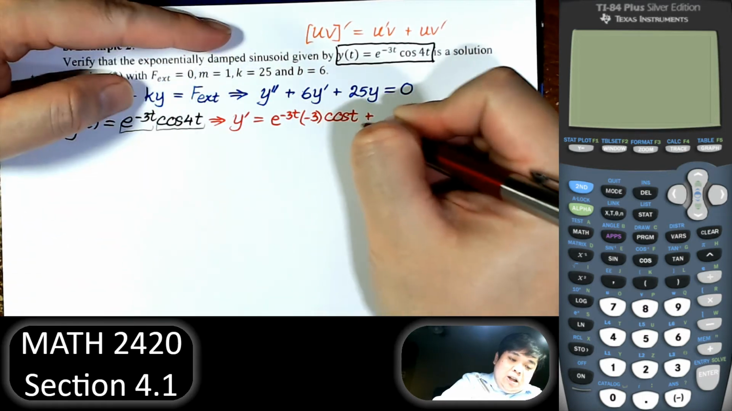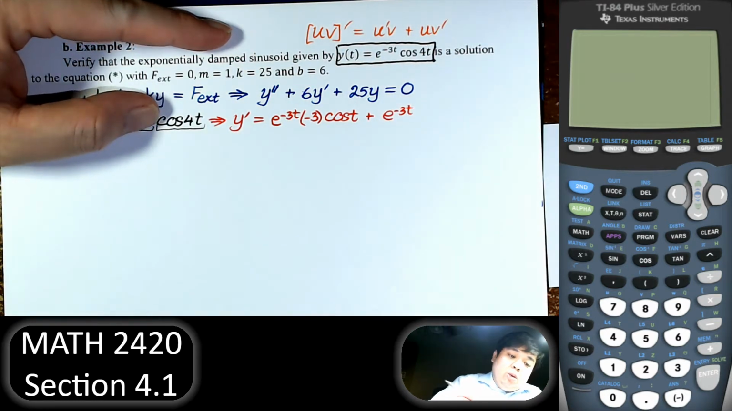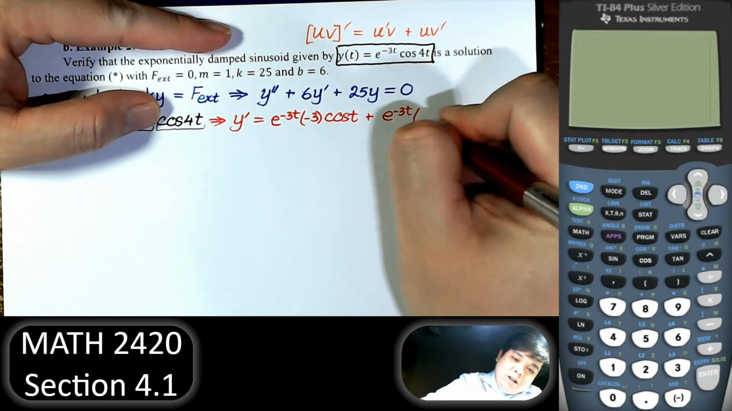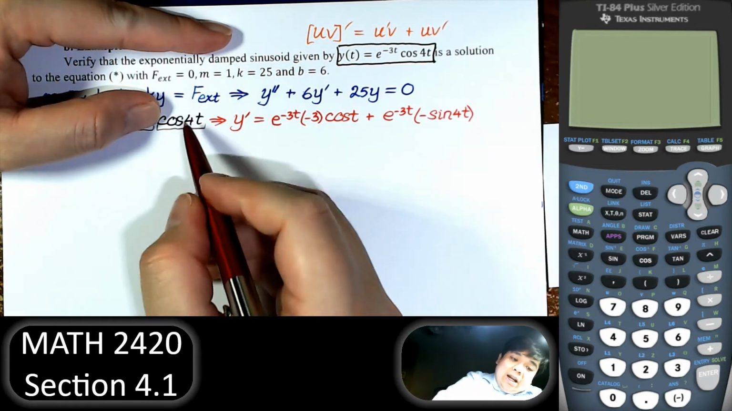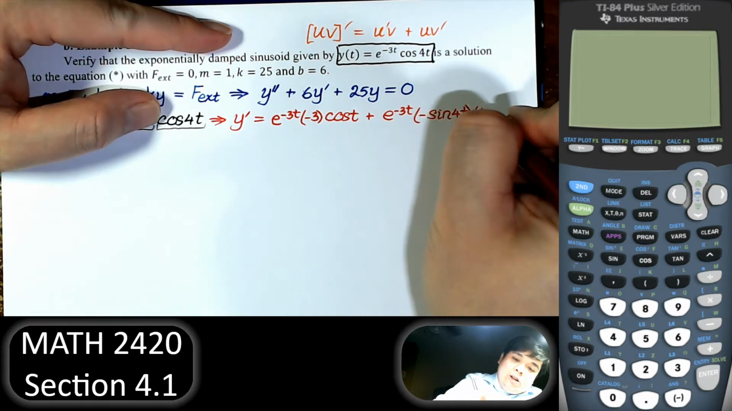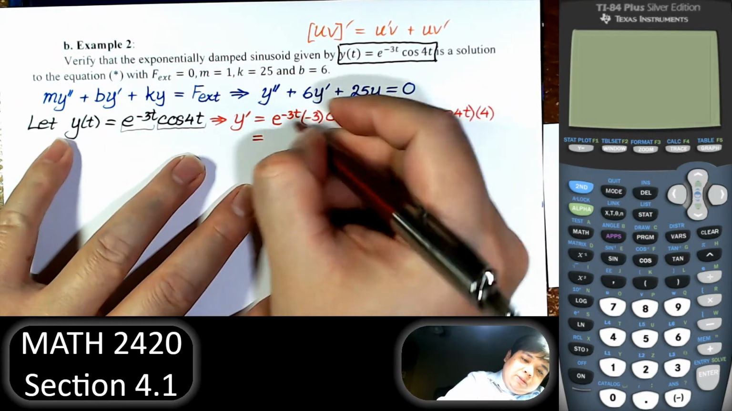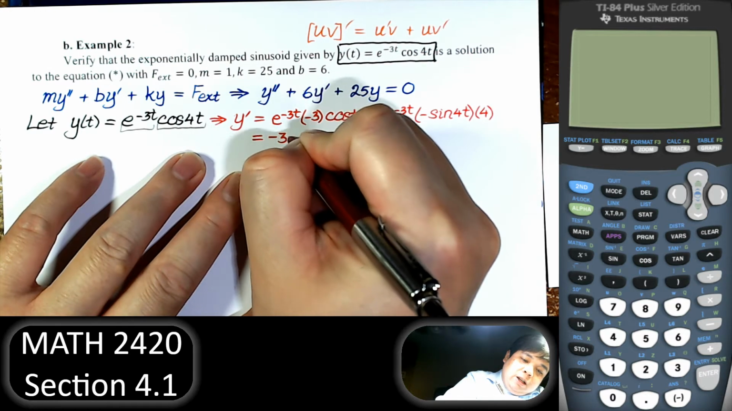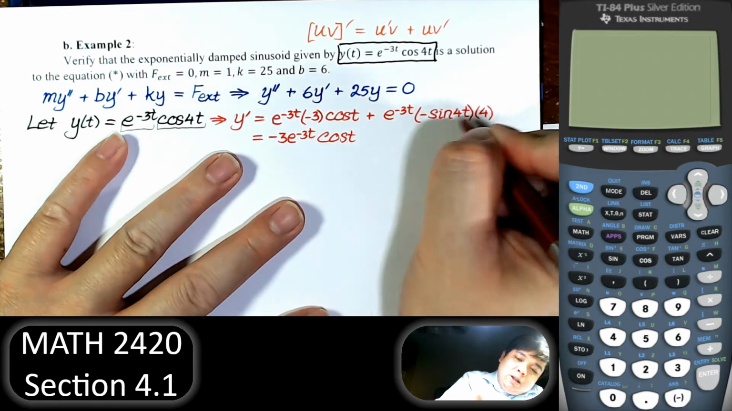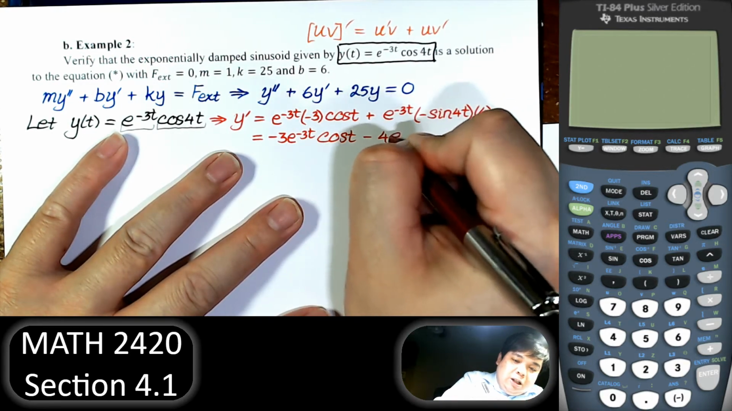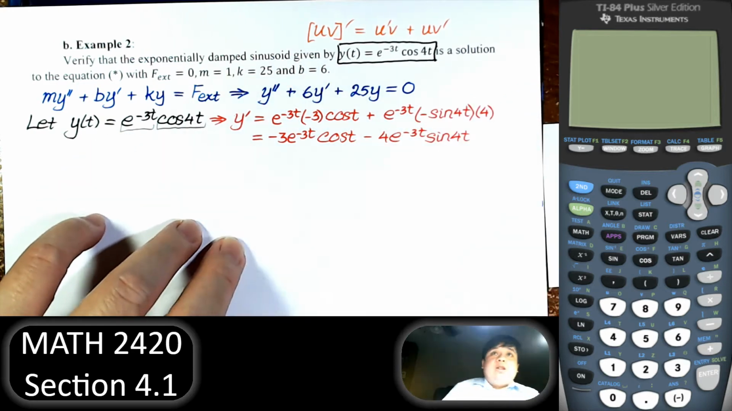And then plus the first term times the derivative of the second. Derivative of cosine is negative sine. And then we have to take the derivative of 4t, which is 4. Okay, so that is the chain rule. Let me rewrite this one. We have negative 3 e to negative 3t cosine 4t and negative 4 e to negative 3t sine of 4t. So that is the first derivative.